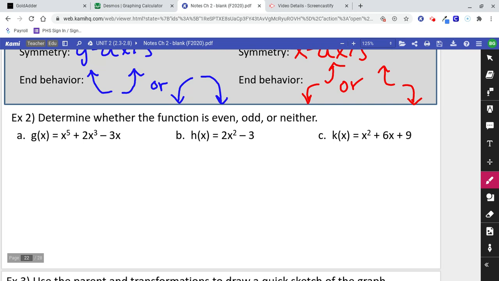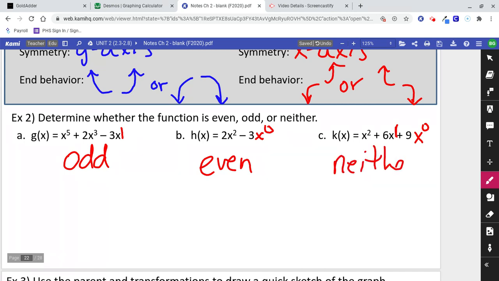Okay, determine whether each function is even, odd, or neither. Well, this is pretty easy because all you do is look at the powers. If all the powers are odd, this is an odd function. So 5, 3, and 1. This one, notice 3 is like 3x to the 0 power. So your exponents there are 2 and 0. That's even. And then this next one, x squared, x to the first, and x to the 0. This is neither because you have some even and some odd powers.